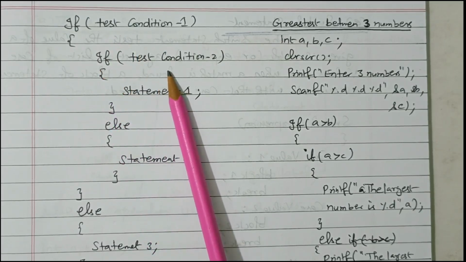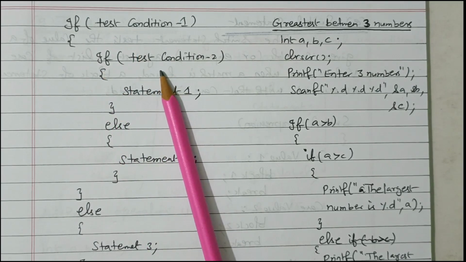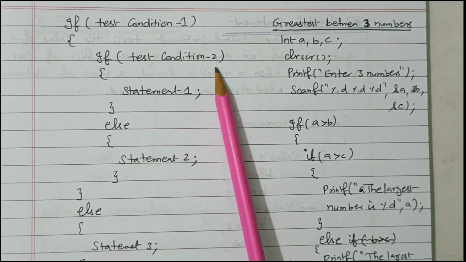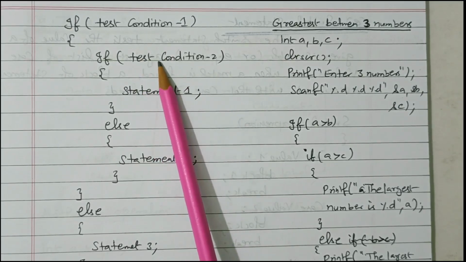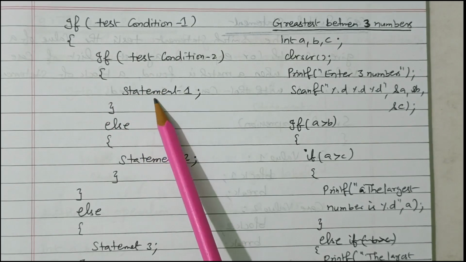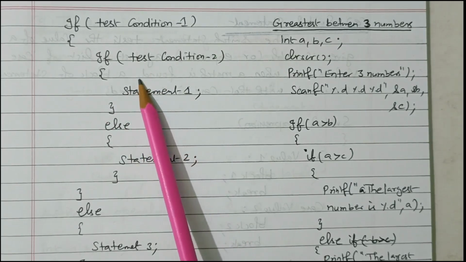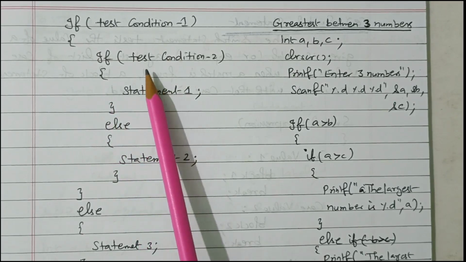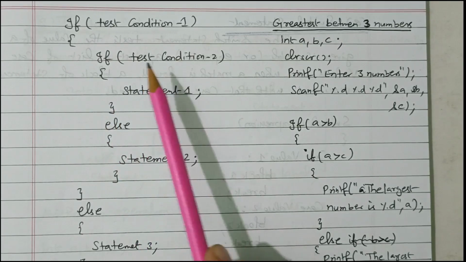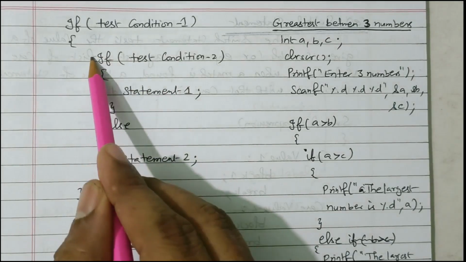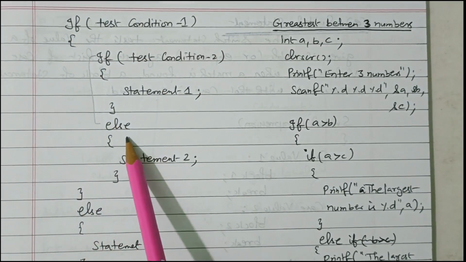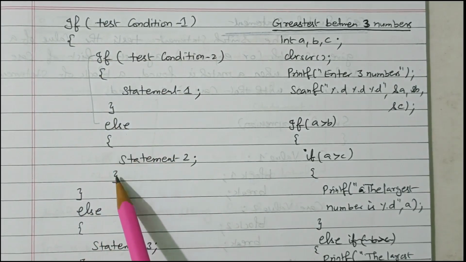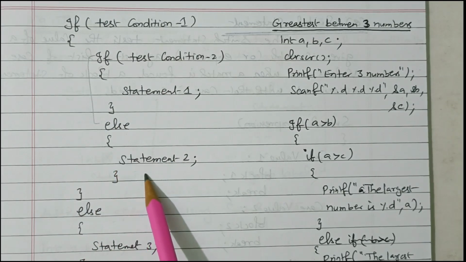That's why we call it a series of decisions. More than one decision we need to take. Here one more test condition is available, test condition 2. Suppose this test condition 2 is true, then statement 1 will be executed, that is, the statements available between the braces will be executed. Suppose this test condition 2 is false, then it will go to the else statement available immediately. Then statement 2, that is the set of statements available between the opening and closing braces, will be executed.